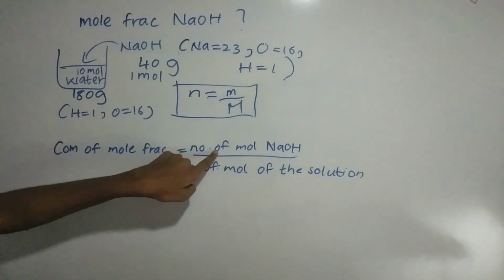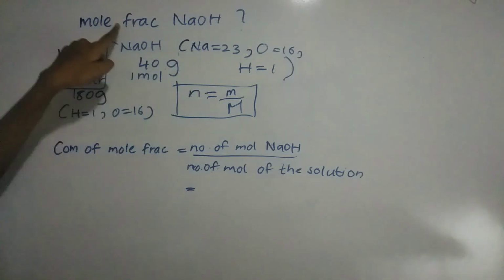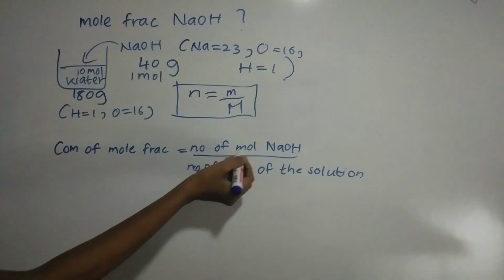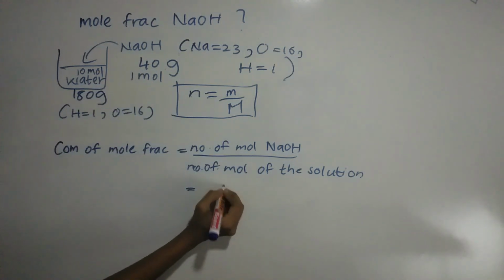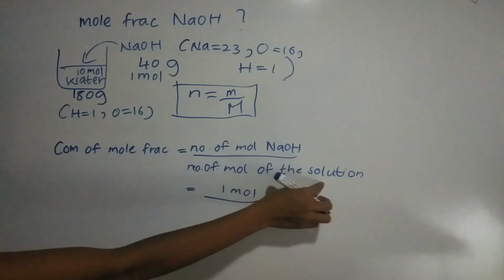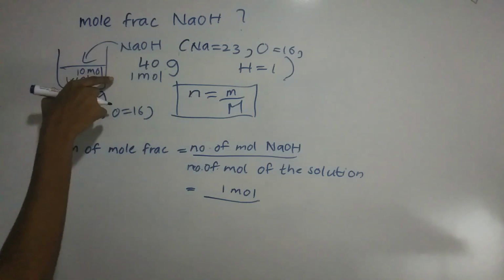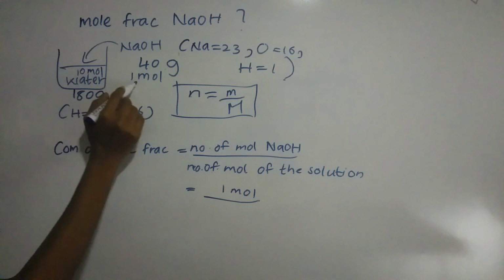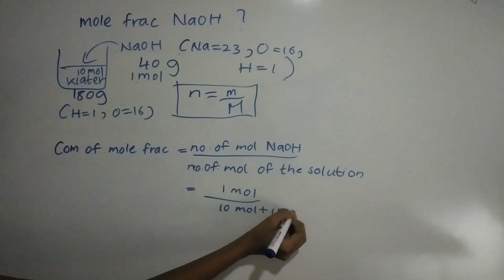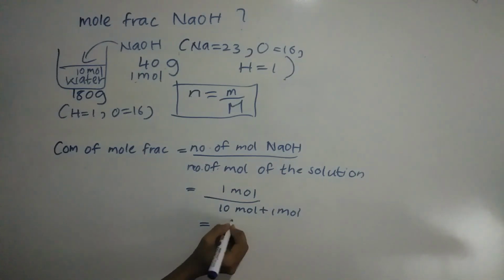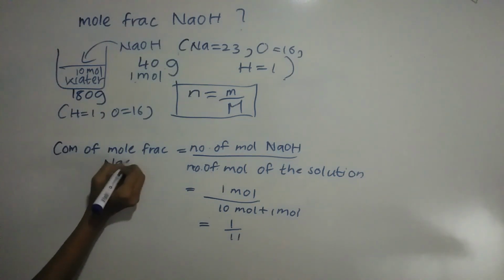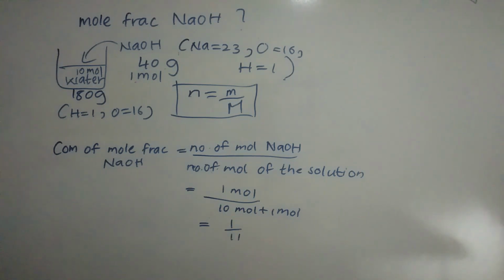Here we are taking the number of moles of sodium hydroxide on top because we have to find the mole fraction of sodium hydroxide. We have found the number of moles of sodium hydroxide as 1 mole. And the number of moles of the solution: the solution contains sodium hydroxide plus water. That means 10 moles plus 1 mole. That is 1 over 11. The mole fraction of sodium hydroxide is 1 over 11.